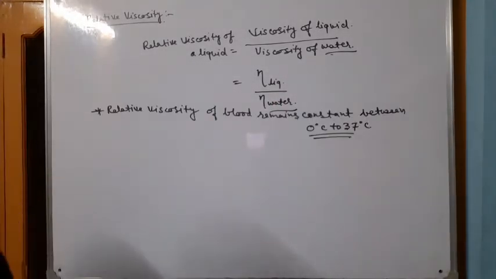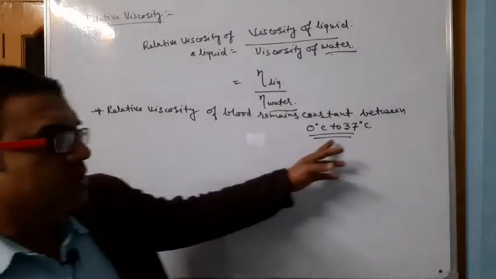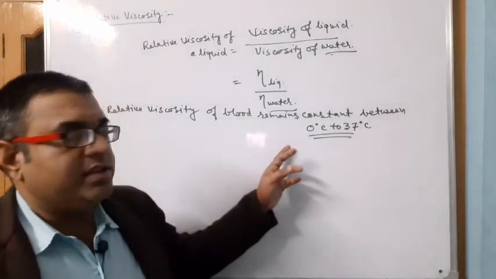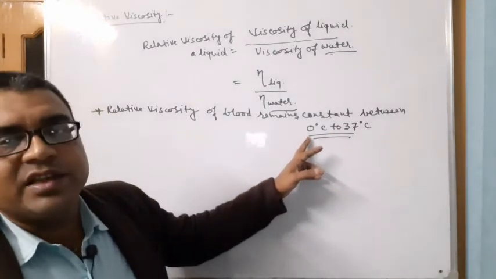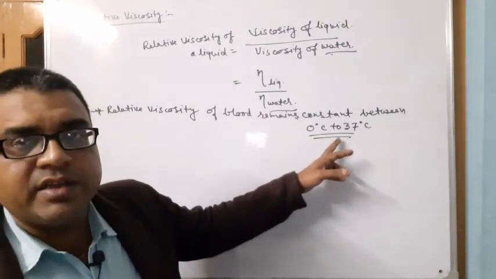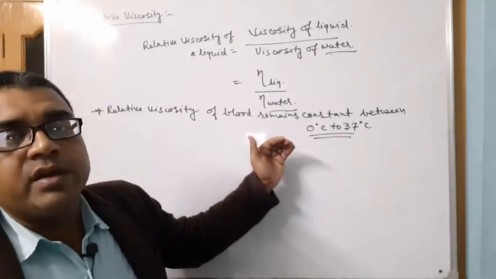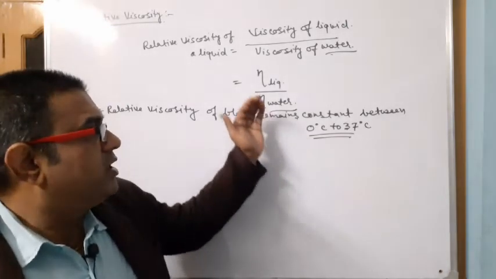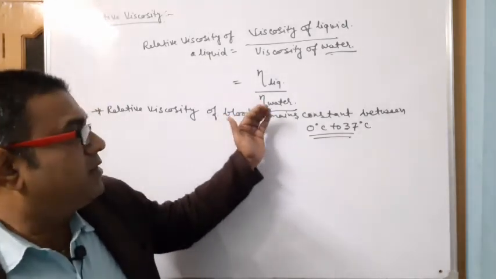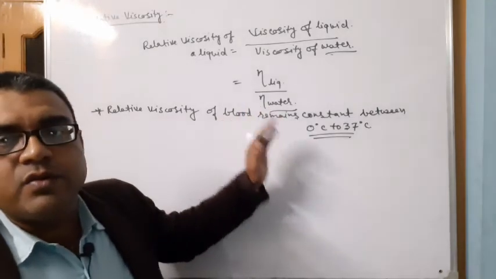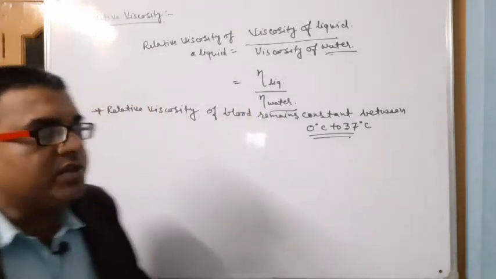So dear students, the relative viscosity of blood remains constant between 0 degrees and 37 degrees Celsius. Means between this temperature range, if we compare the viscosity of blood with the viscosity of water, then its value is always constant.